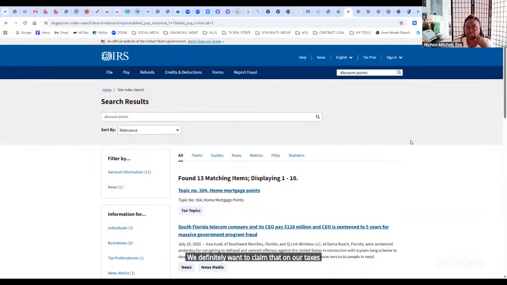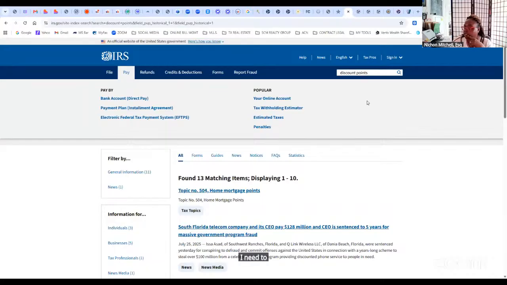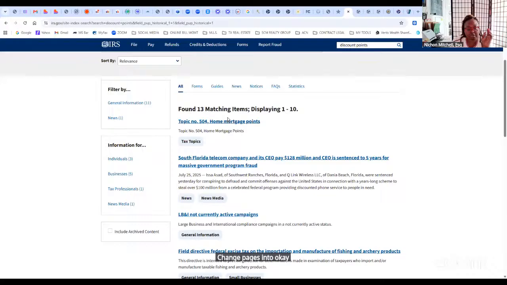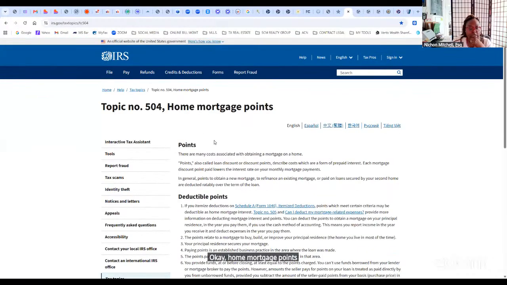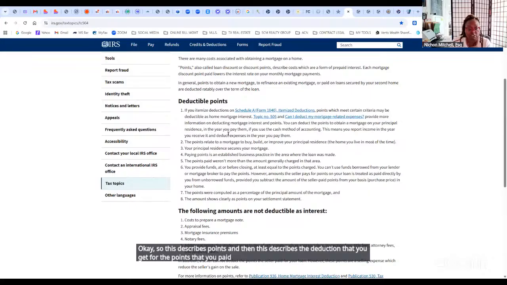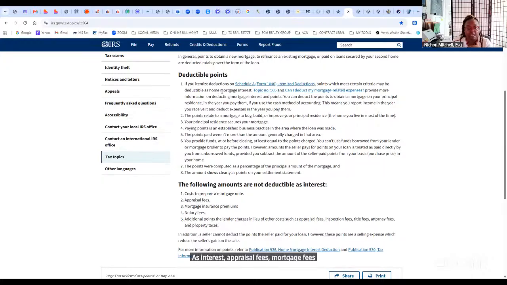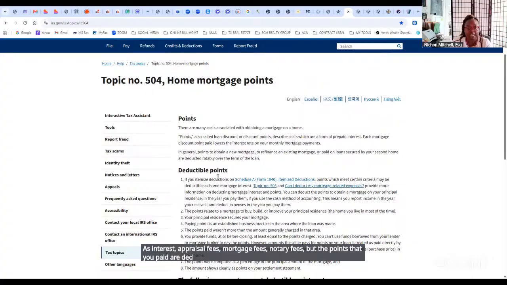So we definitely want to claim that on our taxes. And I actually had that page up. I need to change pages and do it. But anyway, okay, home mortgage points. This describes points, and the deduction you get for the points that you paid for getting your mortgage. This tells you what's not deductible as interest: appraisal fees, mortgage fees, notary fees. But the points that you paid are deductible on your taxes. A lot of people buy a house and pay points, but they never think to write that off on their taxes. So in this season of home buying, you should consider that.